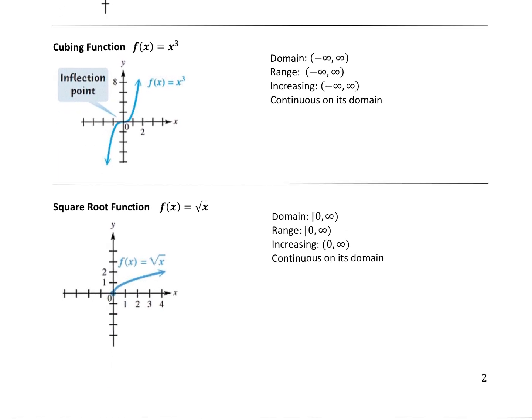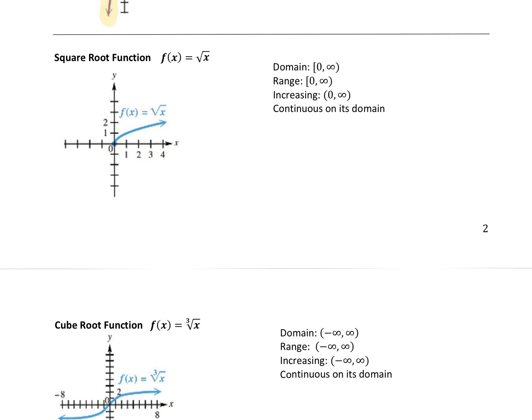The cube function. Domain, again, -infinity to positive infinity. Range, also -infinity to positive infinity. Those arrowheads pretty much mean infinity whenever you see an arrowhead. Also, it is increasing the entire way. It never decreases. And then continuous on its domain, again, because if I were to draw it, I wouldn't have to lift my pencil up.